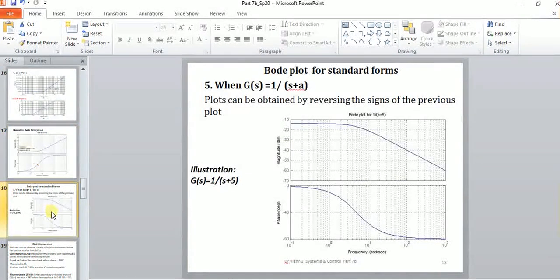Now we go to 1 over s plus a. So let me directly go to the illustration. Previous case was s plus 5. Now I have 1 over s plus 5. As we discussed before, it is just a reversal of what we had before. There the slope was increasing, now it is decreasing. The slope was increasing, now it is reducing. Yeah, this is how they are different.